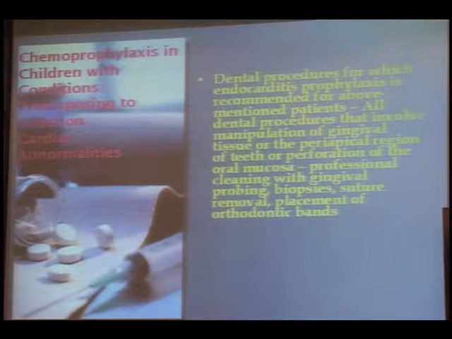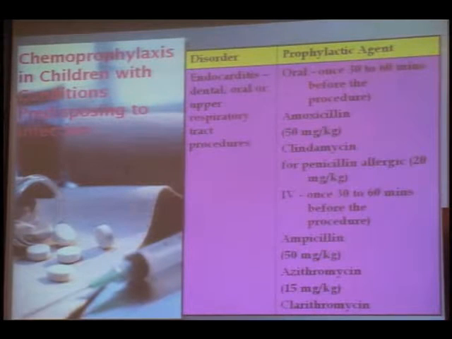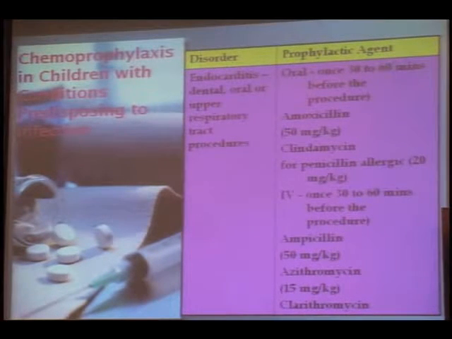Biopsies, suture removal, placement of orthodontic bands. So these are the various regimens for prophylaxis for dental, oral, or upper respiratory tract procedures. You have amoxicillin given once 30 to 60 minutes prior to the procedure, or clindamycin for penicillin-allergic patients. IV medicines for patients who cannot tolerate oral drugs can be in the form of ampicillin, azithromycin, or clarithromycin.